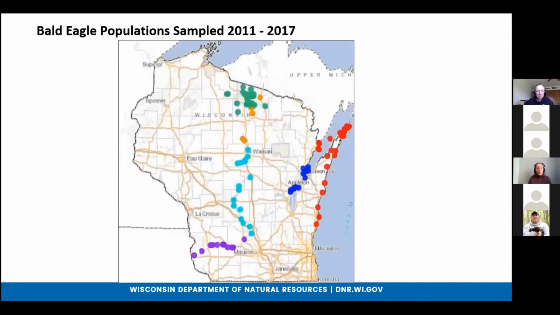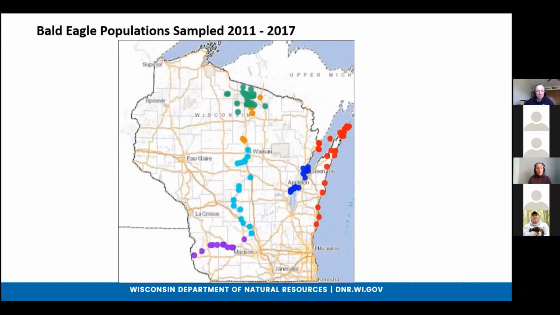So these are the populations that were sampled between 2011 and 2017. Our focus areas were the Fox River in Northeast Wisconsin and the Bay of Green Bay, Lake Michigan. In northern Wisconsin, those green dots represent the Northern Highlands ecological landscape, which is essentially a control area. And then the other colored dots, the orangish color, the turquoise and the purple, are all on the Wisconsin River.